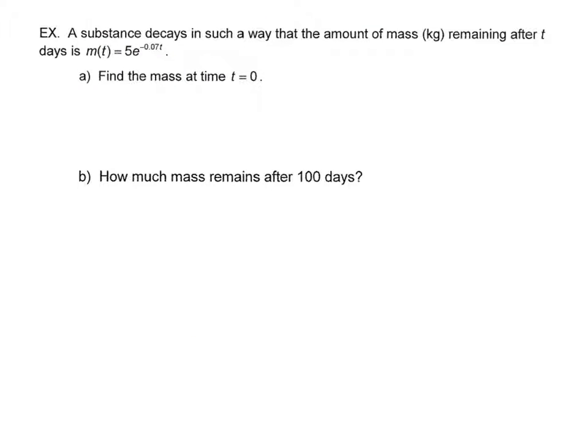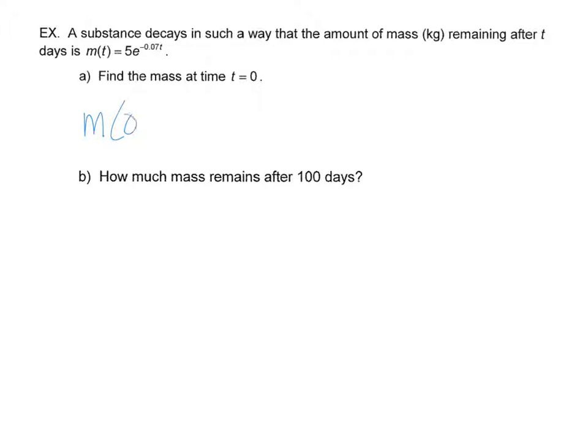So let's work some problems that have e in the formula. This is an exponential decay problem. A substance decays in such a way that the amount of mass in kilograms remaining after t days is m of t equals 5e to the power of negative 0.07t. Part A, find the mass at time 0.